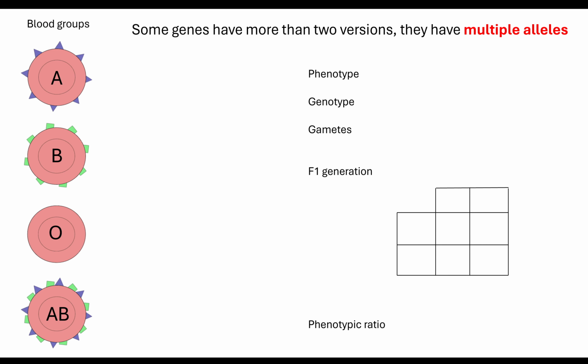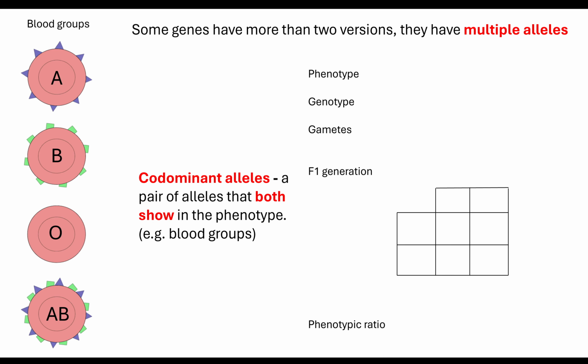Some genes actually have more than 2 versions. They don't just have the dominant and recessive, they can have multiple alleles. Our blood groups are a prime example where multiple alleles can be found for a gene. You can be blood group A, blood group B, blood group O, or blood group AB. How is that possible?